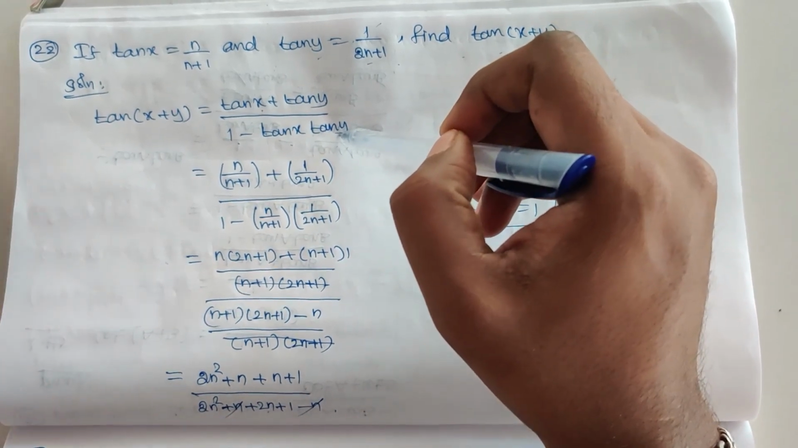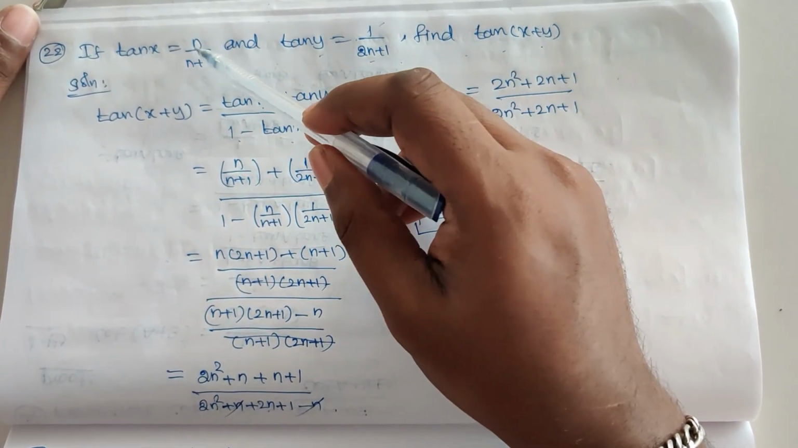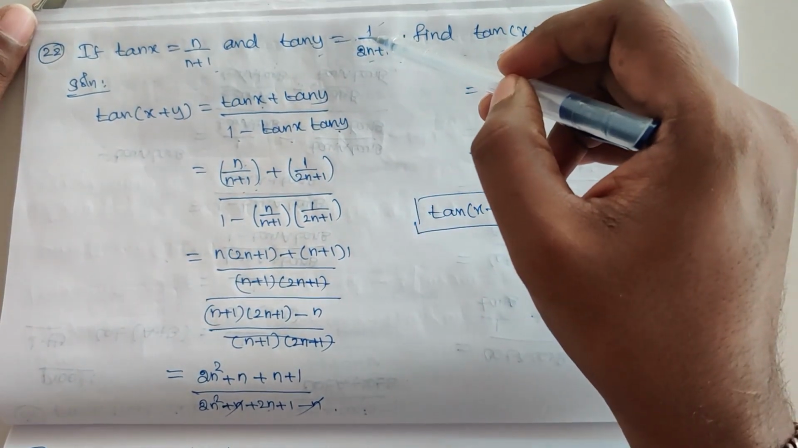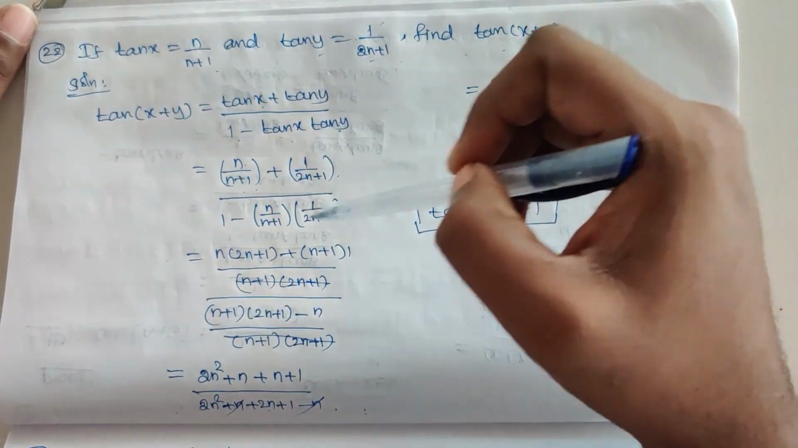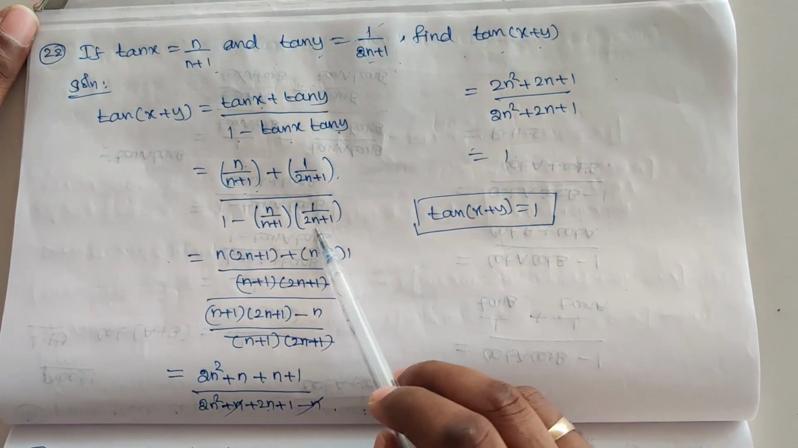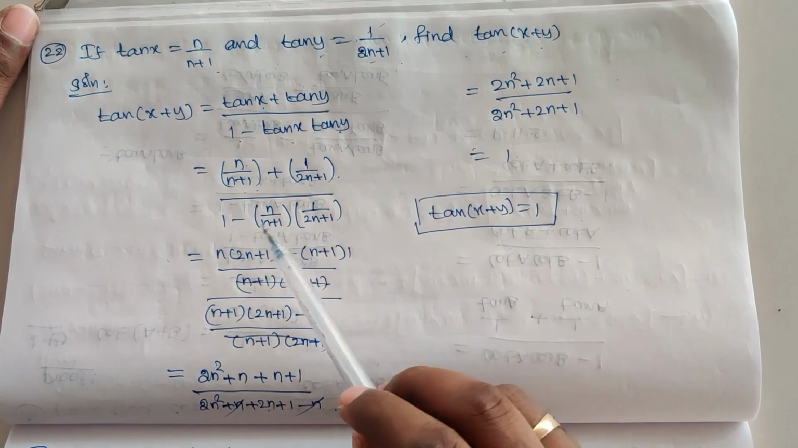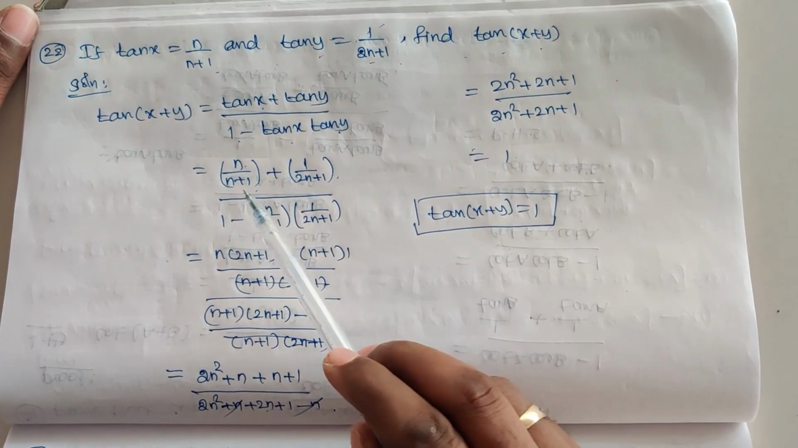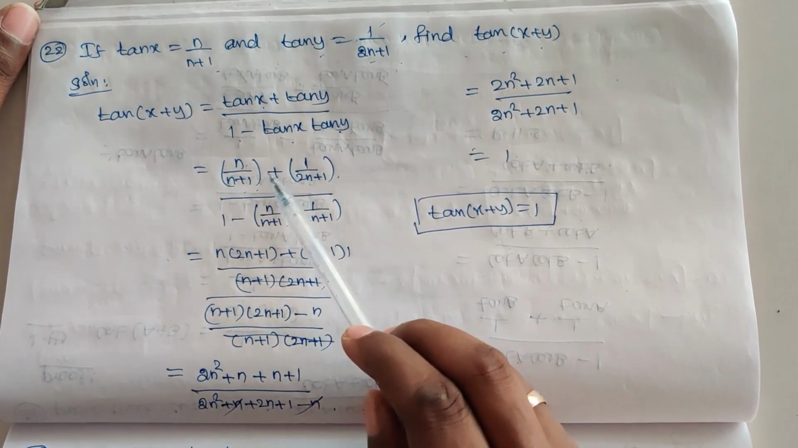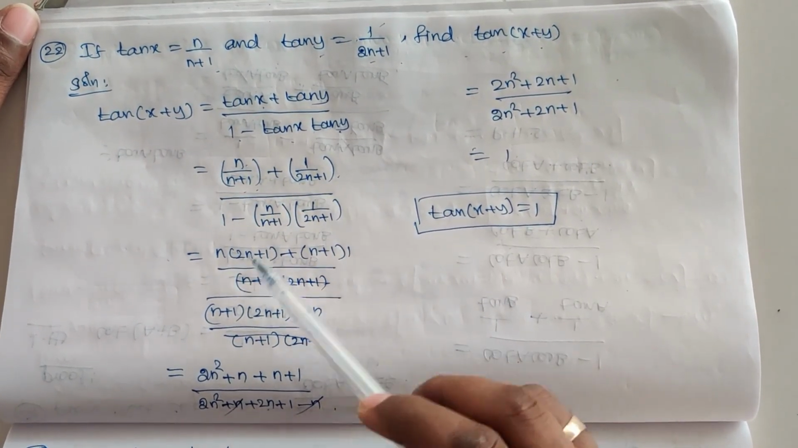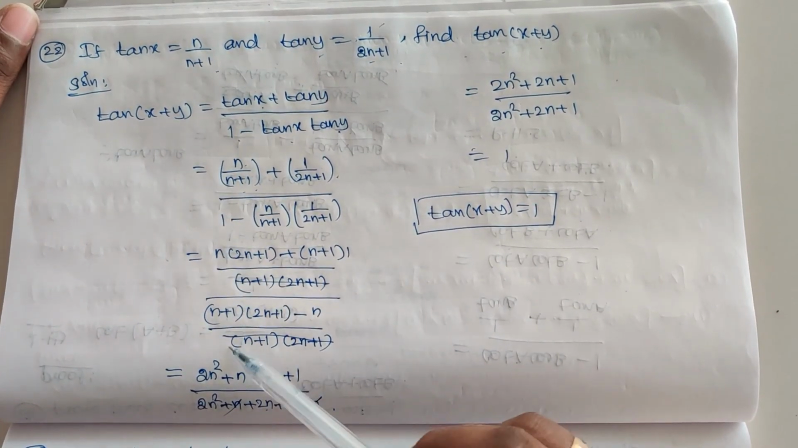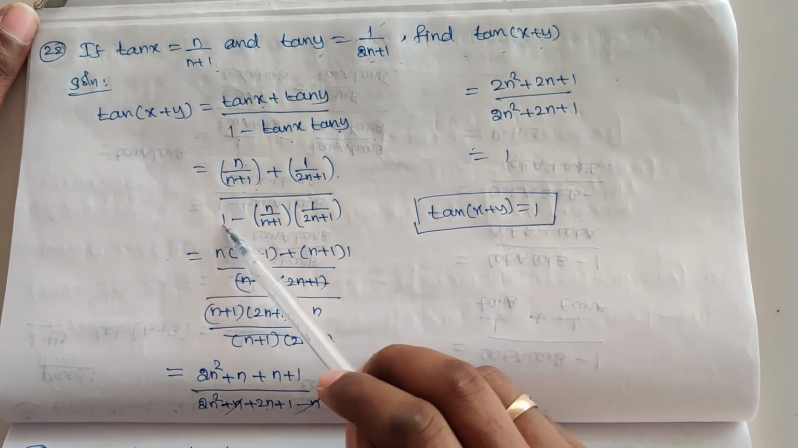So now what is the tan x value? N divided by n plus 1. So n divided by n plus 1, tan y value 1 divided by 2n plus 1, the whole divided by 1 minus tan x value n divided by n plus 1 and tan y value 1 divided by 2n plus 1. So now I am going to take the LCM n plus 1 into 2n plus 1. So we get n into 2n plus 1 plus 1 into n plus 1 the whole divided by n plus 1 into 2n plus 1, the whole divided by, here I am going to take n plus 1, this term I am going to multiply here.